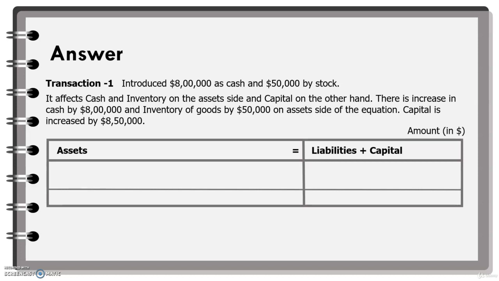So if we frame the equation, assets equal liabilities plus capital. On the asset side we have two assets: cash plus inventory, 800,000 plus 50,000. This is equal to capital of $850,000. This is transaction 1, and here you can see the assets equal liabilities plus capital. So we have to carry this balance forward for the second transaction.